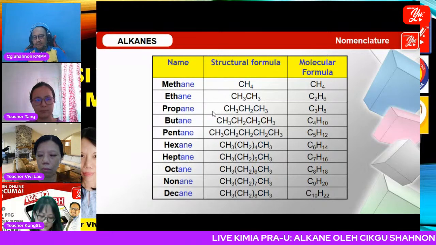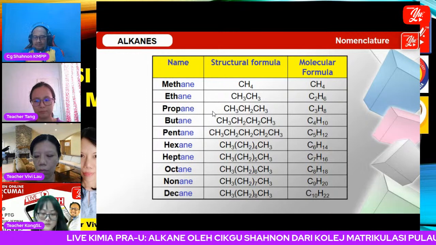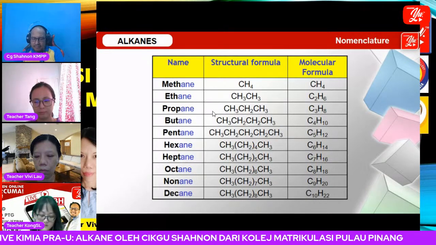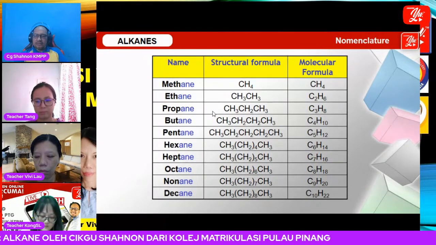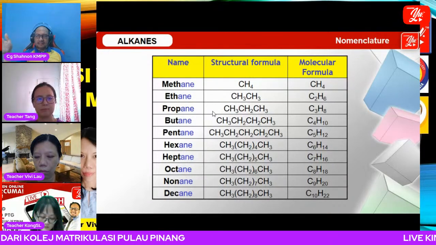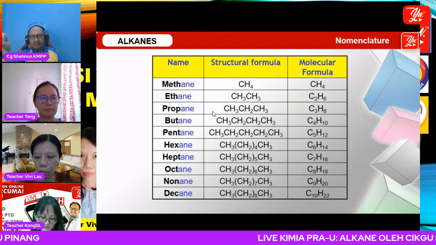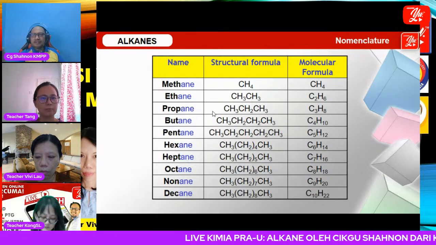As you have learned before, an organic compound we can draw in three types: condensed structure, expanded structure, and skeletal structure. And this one is written in condensed structure.